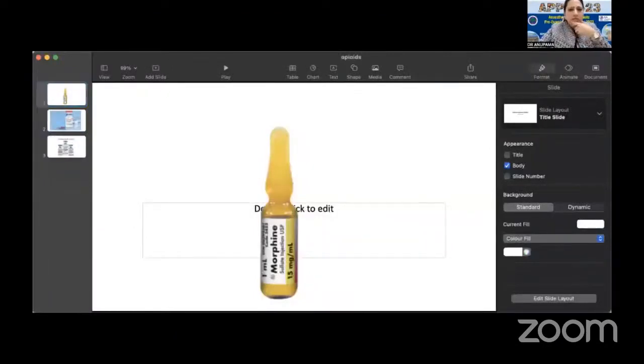Which drug is this? Tell us something about this drug. The drug shown in the image is an ampule of morphine. It contains 15 mg per cc. It is a naturally occurring opioid.